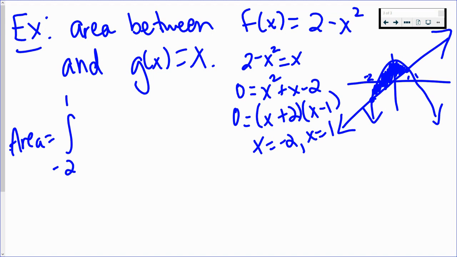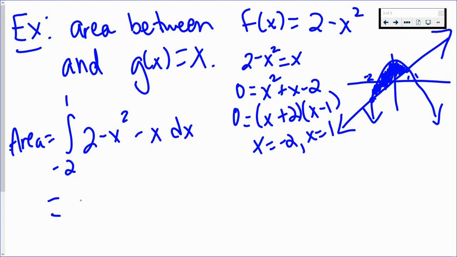Okay, that's another thing you can keep in mind, a small trick to figure out which is upper and which is lower, if you don't know exactly what the graphs look like and you don't have access to a calculator. So we want to take f of x minus g of x. So we want 2 minus x squared minus x, because it's always upper minus lower.